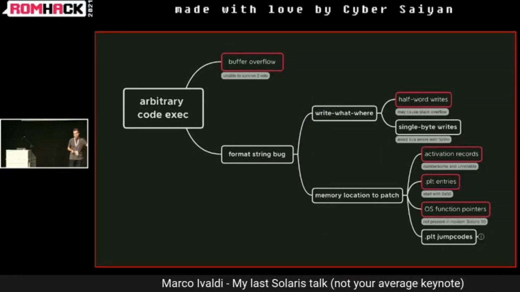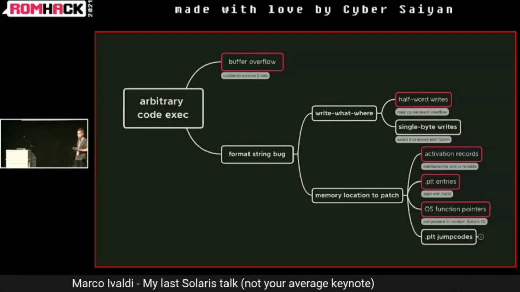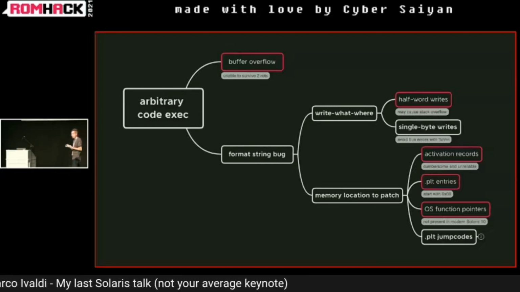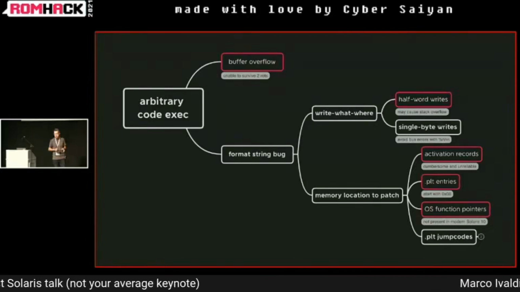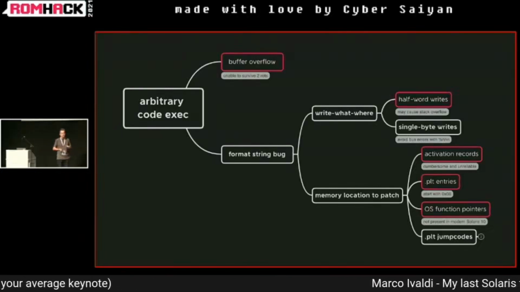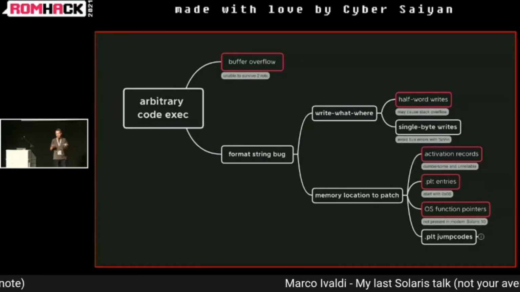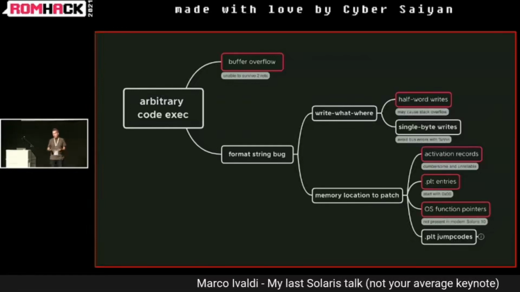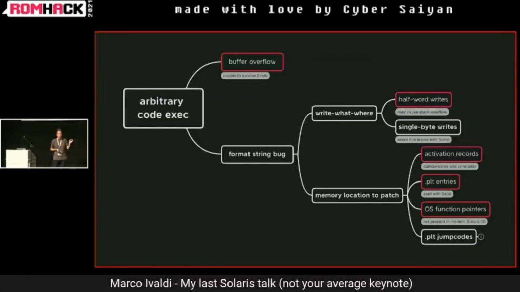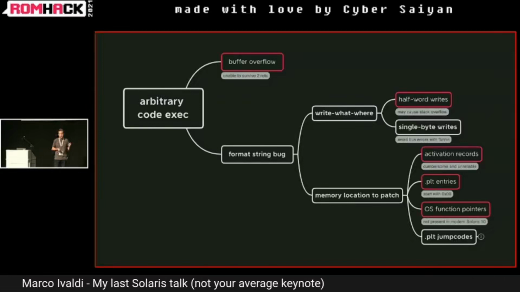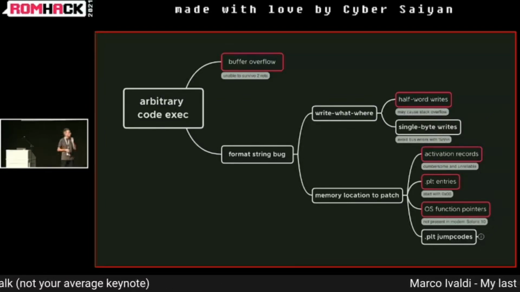For instance, the PLT entries, which are similar to GOT entries on SPARC, but let's not go too much into details here because it's a bit complicated. Anyway, they are like jump codes that get called when you call a library function. In the binary, they started with a null byte. So this was a no-go. We cannot use that in this kind of overflow.